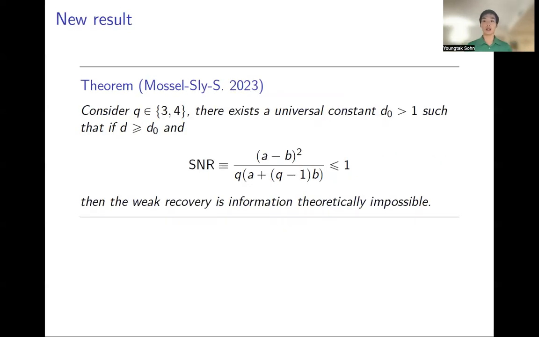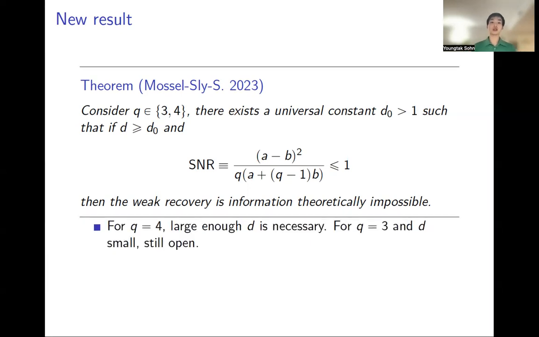So the new result is establishing an impossibility result for 3 and 4 communities. We show that there exists D0, a universal constant, such that if the degree is large enough and the SNR is less than or equal to 1, then weak recovery is information theoretically impossible. That is to say, no algorithm can do better than random below the KS bound, the Kesten-Stigum bound.